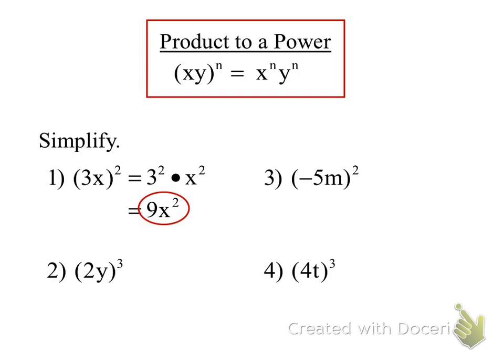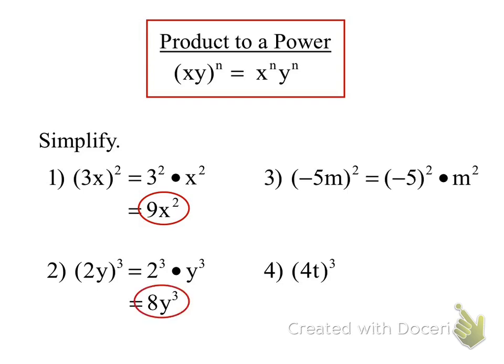What do we get for number 2, 2y to the third? Go, Brianne. What did you do? I did 2 to the 3rd power times y to the third, and I got 8y to the third. Perfect. Next one. Let's go, Jamie. I did negative 5 squared times m squared, and I got positive 25m squared. Perfect. And Chloe? First I did the 4, and I got 4 cubed times t cubed, and then I cubed it, and I got 64t cubed.